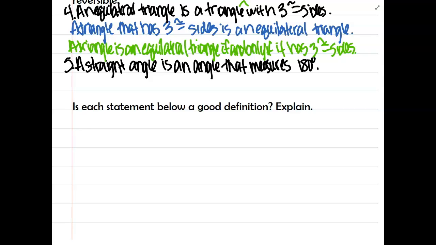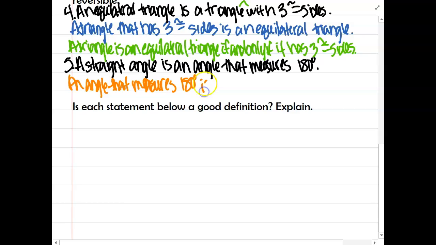An angle that measures 180 degrees is a straight angle. Well, an angle that measures 180 degrees, think about what that would look like. Is that a straight angle? Yes. So I could write this as a true biconditional. I'm going to give that a shot.